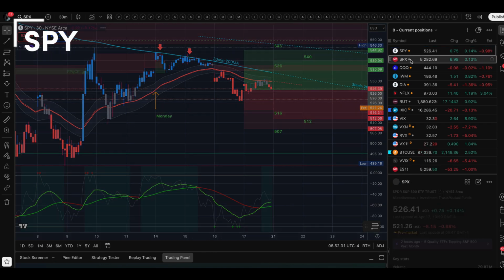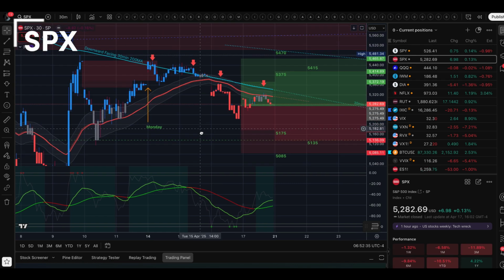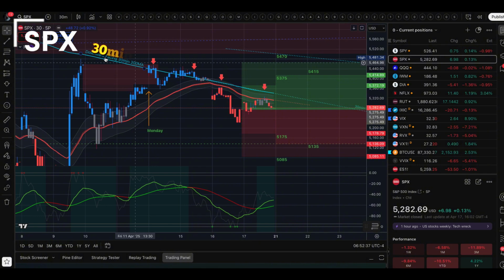So SPX, same thing over here. We did open on Monday with a gap up to the downward facing 30-minute 200 moving average. As soon as we filled this down gap, on the upper side here, we came back down and filled it right here. We did have an up gap right here, filled that. And as soon as that filled, we came back up to the 30-minute 200 moving average.